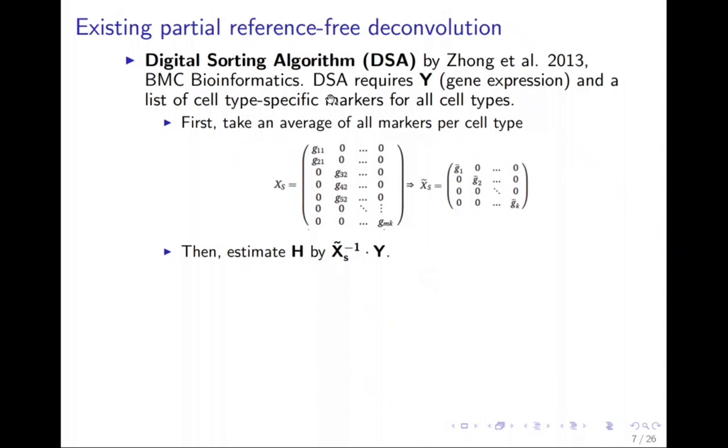The first existing method, DSA, takes a very simple approach. It uses the cell type specific markers in the deconvolution. It just takes an average of all the markers per cell type and then estimates the cell composition in just one step. We tried this method on our data, but the result is not very good. Some of the estimated cell compositions are even negative, which is illogical.